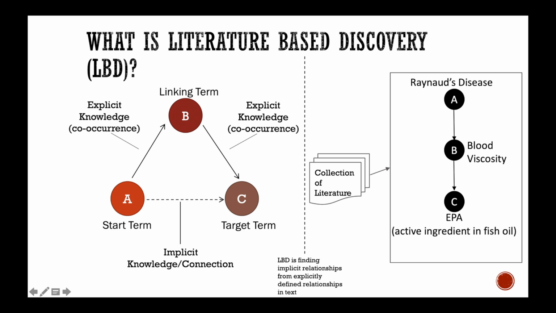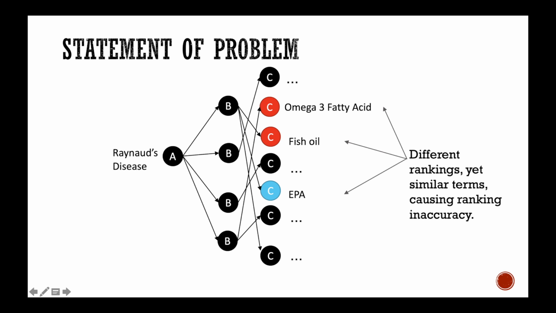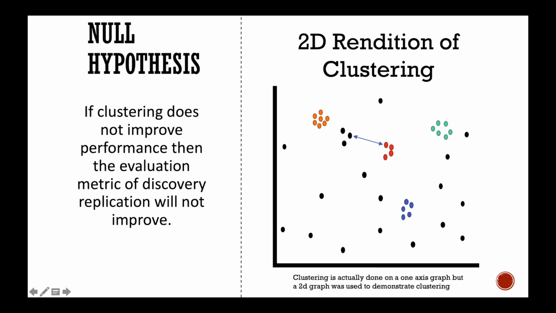The prior methods of LBD worked extremely well when dealing with smaller amounts of literature. However, abstracts and new papers are being published constantly, therefore constantly increasing the size of the corpi. And thus, when you increase the size of the corpi, there tends to be an issue with the ranking of your target terms. You may have terms with similar definitions, but that are ranked differently. This causes the accuracy of LBD to decrease. Therefore, the null hypothesis in this experiment was that if clustering does not improve performance, then the evaluation metric of discovery replication will not improve.